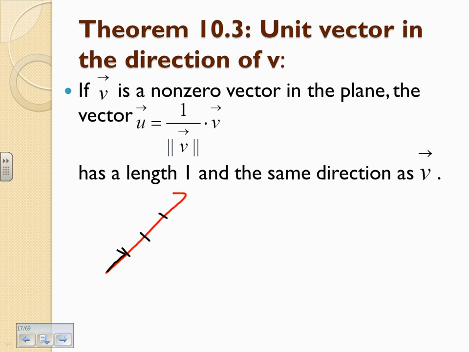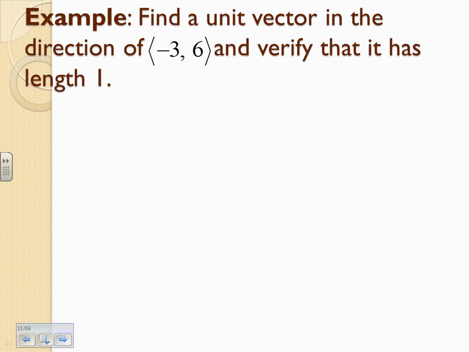So, let's take this vector and make it into a unit vector, but going the same direction as this vector. So, what's the first thing I have to find of this vector? The magnitude. What do you get for the magnitude? Radical 45.